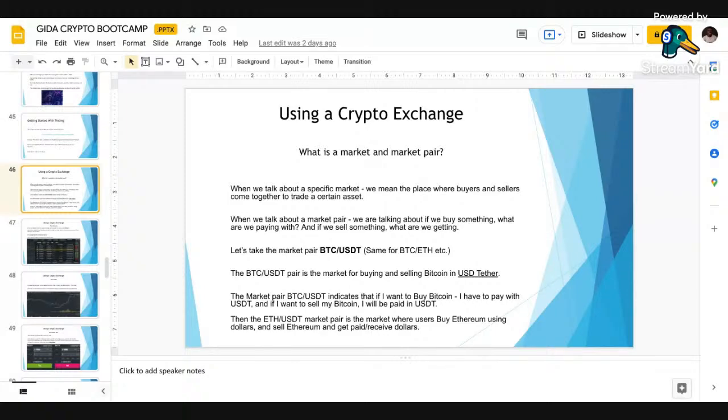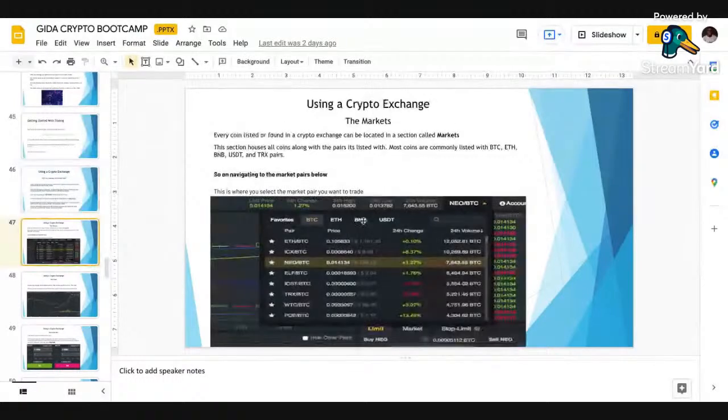Exchanging dollars to Naira is the easiest part. So that is not even something to worry about. The same thing, the Ethereum/USDT market pair is the market pair within the stablecoin market, that's the USDT market, where users can buy Ethereum using dollars and at the same time sell their Ethereum and get paid in dollars. Now, this is what I mentioned about the markets.